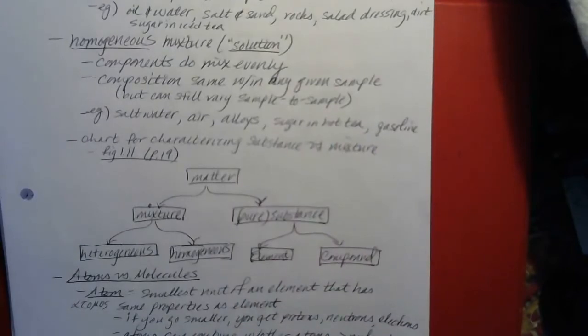Gasoline is another example of a homogeneous mixture. It's several different organic compounds mixed together. They all mix together evenly. And so they would have the same proportions throughout the entire sample of gasoline.